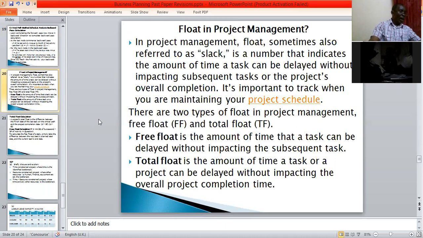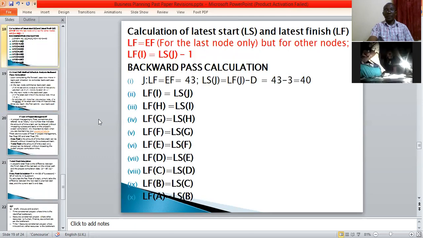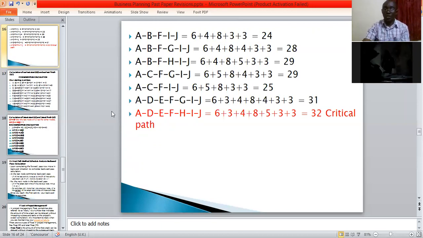We also need to calculate the minimum completion time of the project. Again, the answers are here. The maximum completion is 32, and the minimum completion is 24. So you can just use this and you're able to find it.